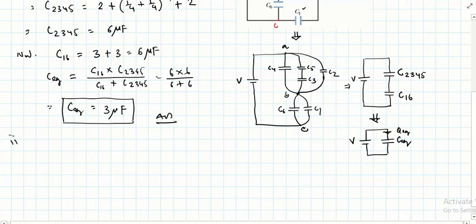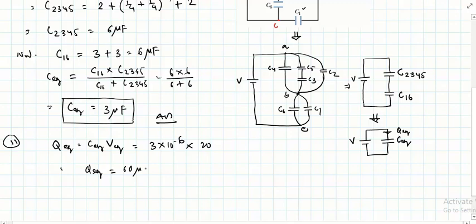What about the second one? Second one, they ask you the Q equivalent. I will use that formula, Q equal to, or Q equivalent actually, that C equivalent into the V equivalent, right? The C equivalent, the 3 microfarad, 3 into 10 to the minus 6 into the V is 20 volt, right? Then I can find out that the Q equivalent is actually 60 microcoulomb. This is the answer of question number 2.